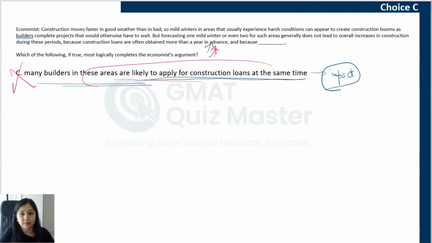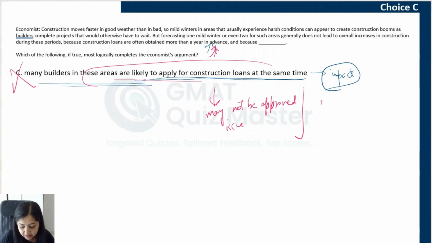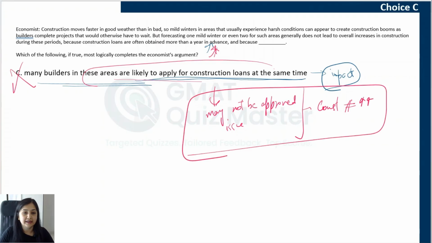And that is why, most likely, if you selected this answer choice, you brought in an assumption that because so many people are applying for loans together, they may not be approved, or there will be some other issue because of which the construction will not increase. So this is an assumption that you brought in while evaluating choice C. Remember, any answer choice which is based on an assumption is not correct. So please update your bridge table accordingly.